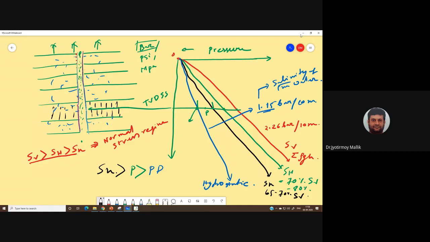And if it is less than pore pressure, what will happen? The fluid, whatever is present in the formation, will start to leak into the well while we drill the well. So the pressure exerted by the drilling mud must be in between your pore pressure and your minimum horizontal stress. It has to be more than the pore pressure, and it has to be less than the minimum horizontal stress.